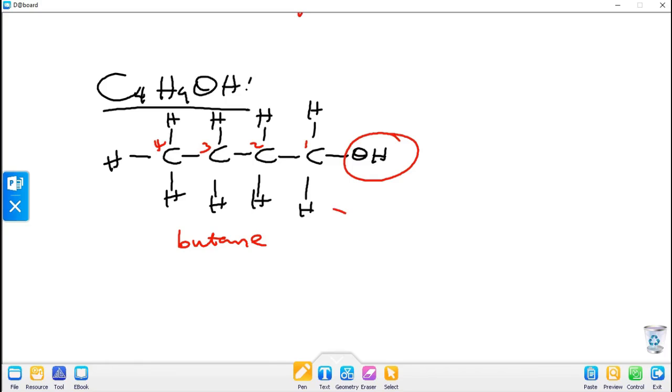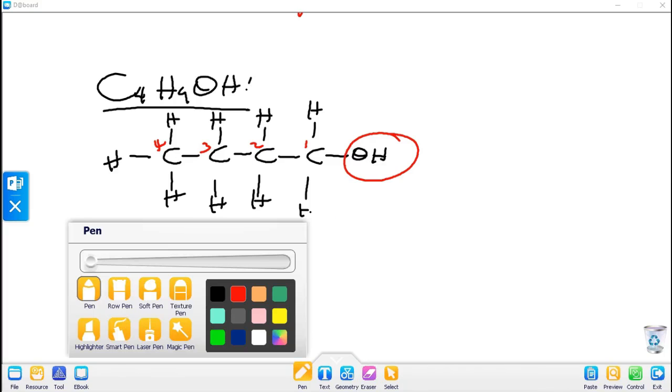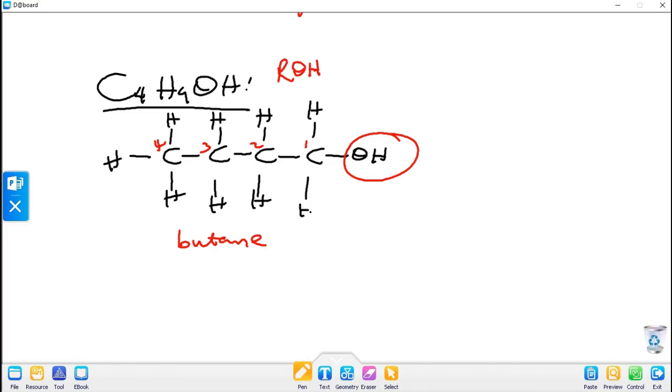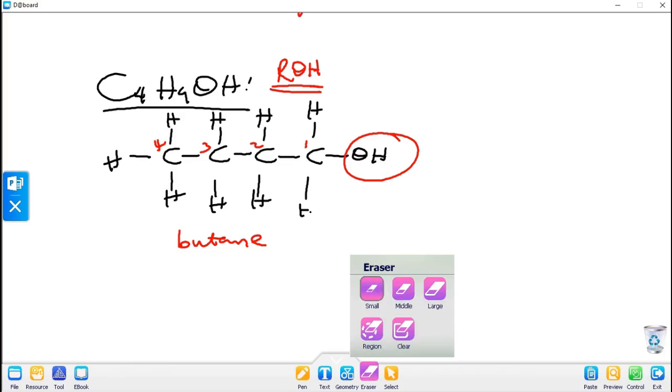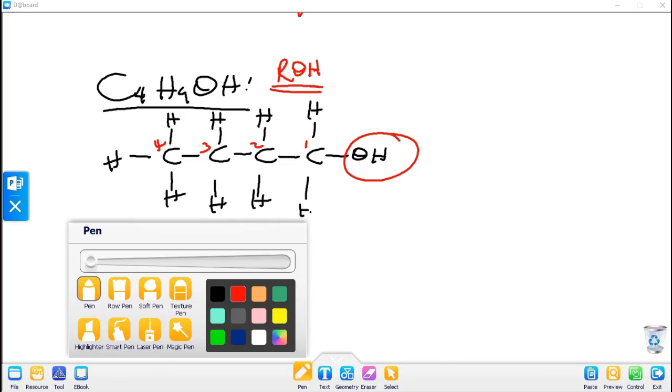That is to say, ROH is the general molecular formula for it. So, since this has 4 carbon atoms and it ought to be butane, because of the presence of OH, that name, butane, must be changed to the alcoholic name. And to change that, the last E will be replaced by ol. The last E in butane will be replaced by ol.